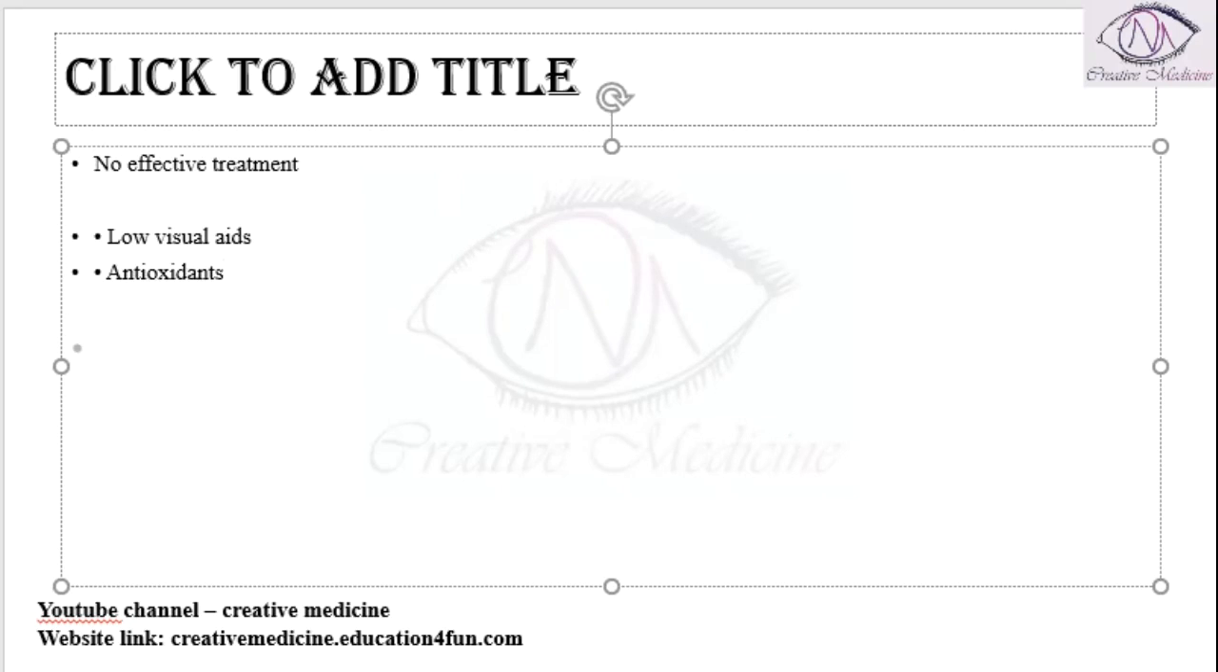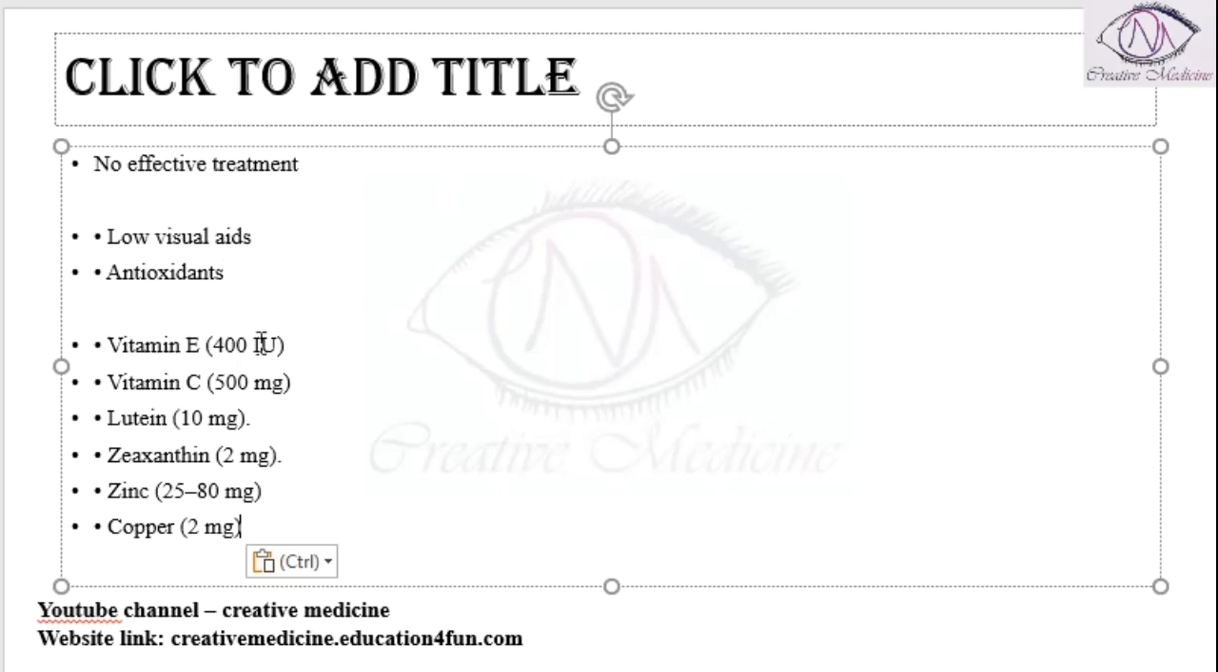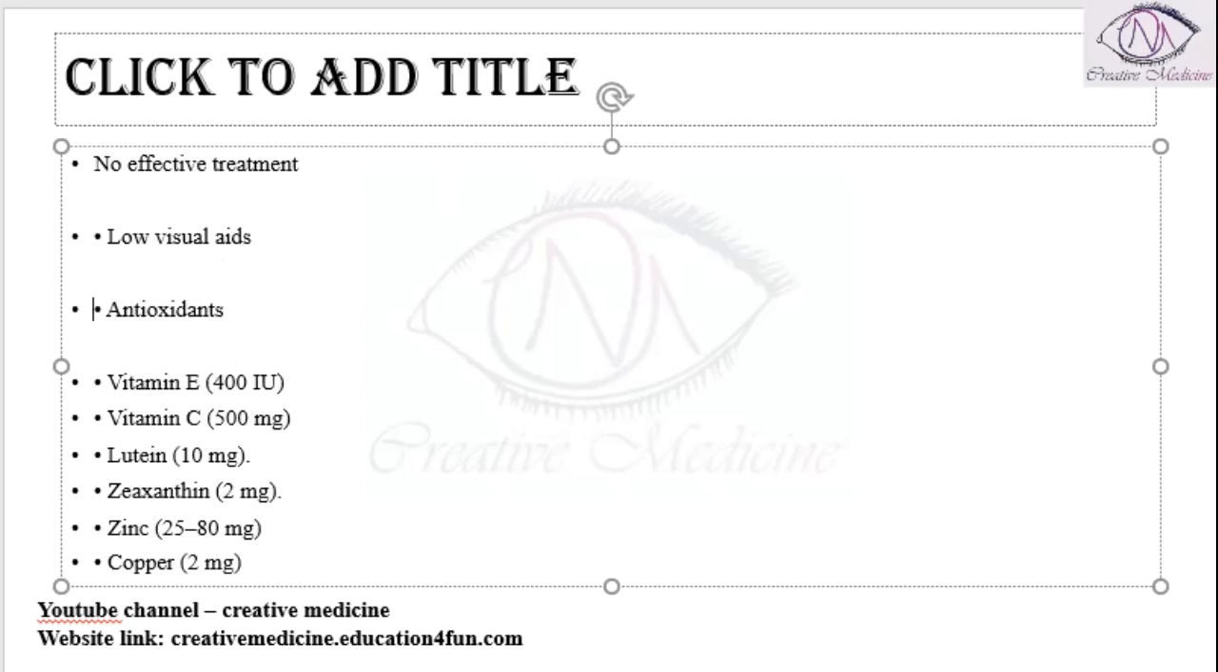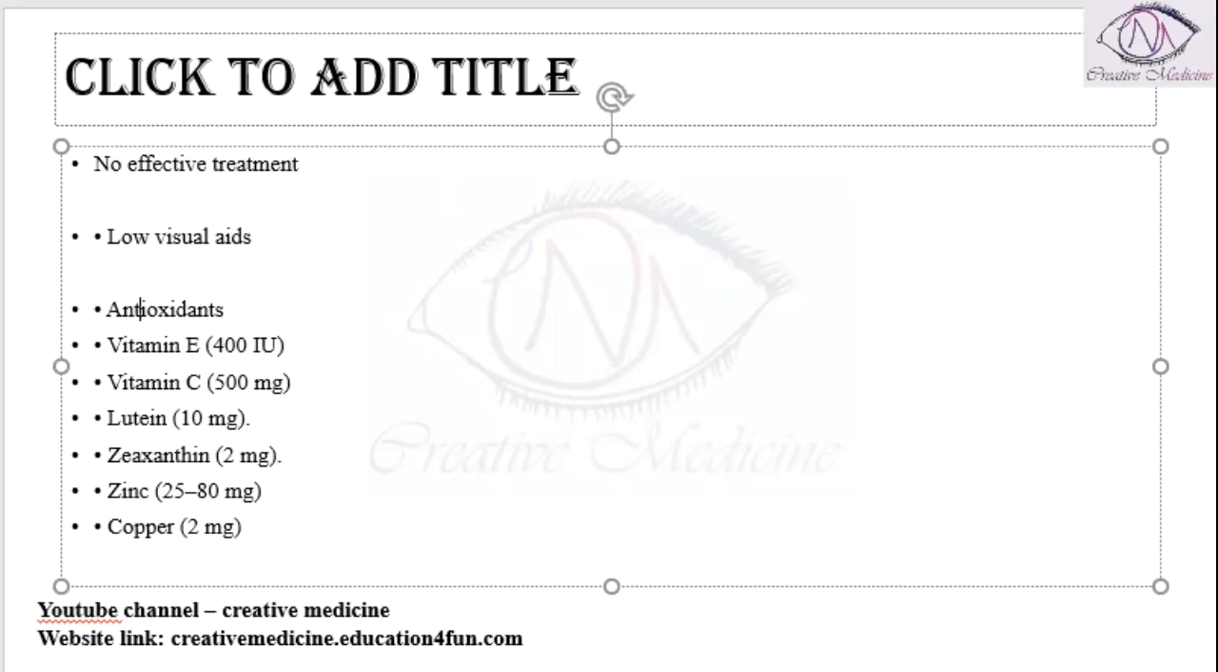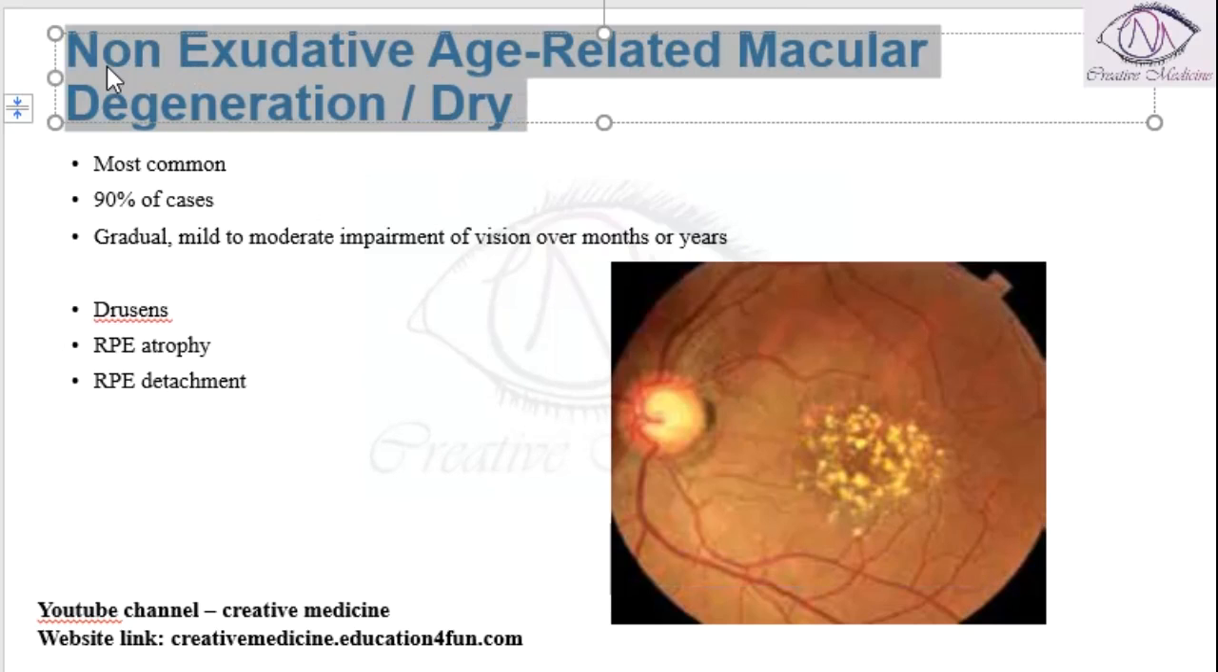What antioxidants do we give? We give antioxidants like vitamin E, vitamin C, zeaxanthin, lutein, zinc, and copper, which can be given to the patient with non-exudative or dry age-related macular degeneration.